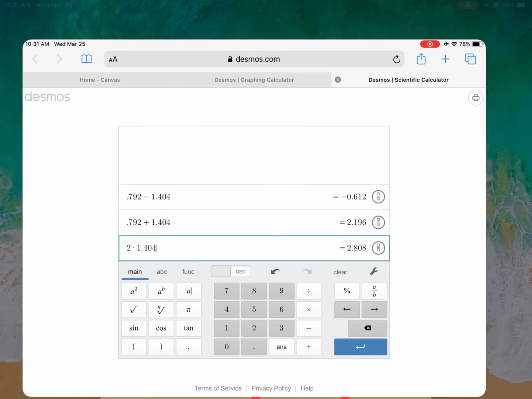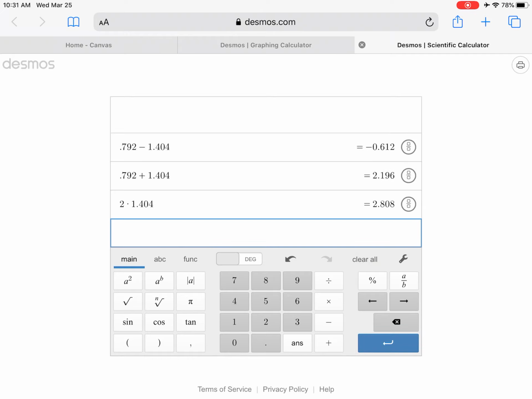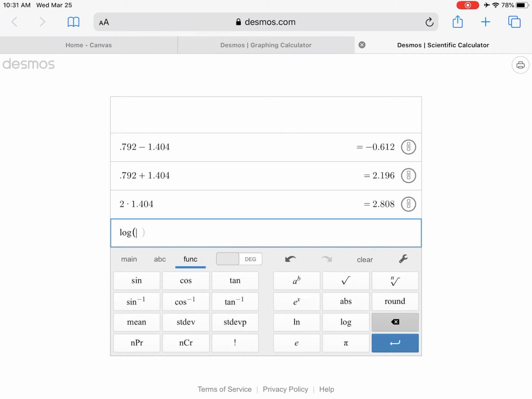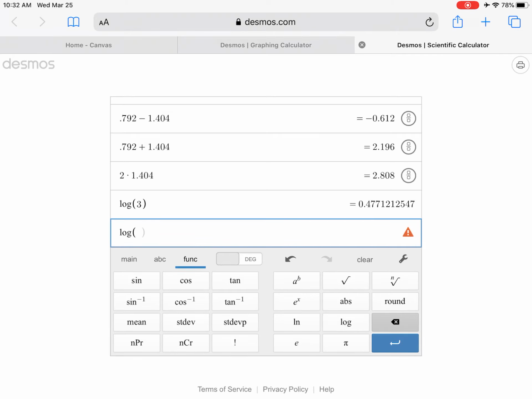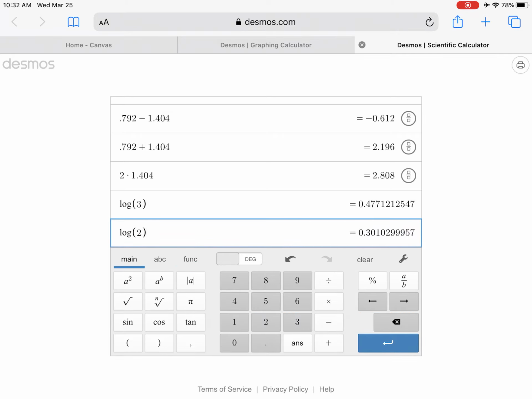So if we have our log of 3, that gives us 0.4771212547. Okay, so we'll have that. And then log of 2 is 0.3010299957.